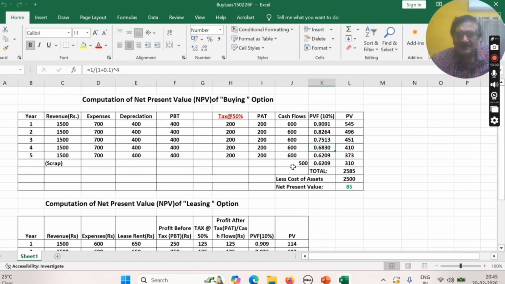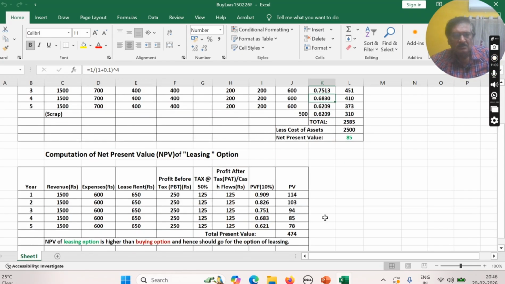And finally, the scrap value amount is received at the end of the 5th year. That's why this 500 is noted here. And the discount factor is this, and this is the present value factor. And the total present value is 2585, which I have already mentioned in my previous slide. Less cost of the asset, that is the initial investment 2500, and the net present value, the surplus, is 85 rupees. In this way, for the buying option, we can find out the net present value.